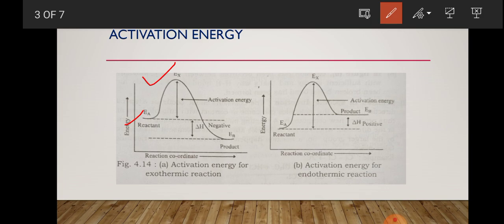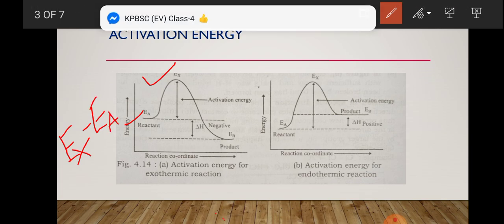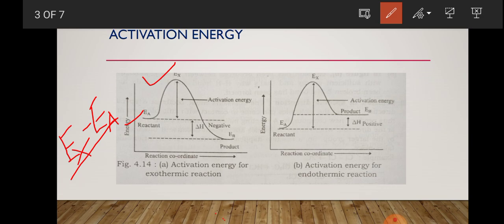Then the difference between two energies, EX minus EA, is the necessary activation energy for every reaction. When activation energy is high, then it is hardly acquired by minimum number of molecules. So rate of reaction becomes less.